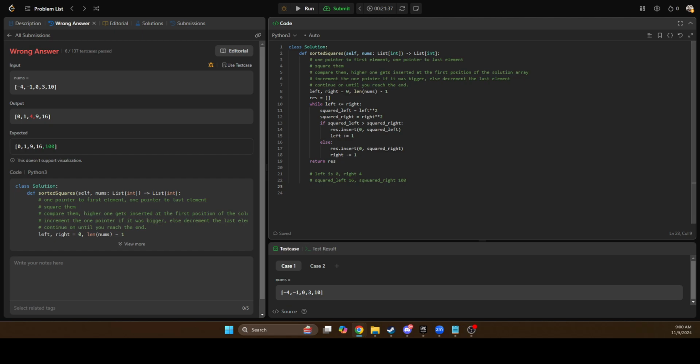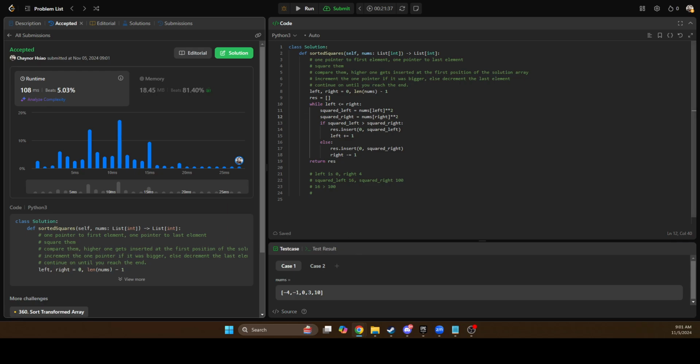If it's greater than that one, which it's not, squared left, if 16 is not greater than 100, so it should have inserted squared right, res insert squared right. Oh, that is interesting. I think what I should have done, and I'm not sure how I got so many right ones, it should have been nums right and nums left, and not left and right. Yeah. And now we have solved it. So I should not have been squaring the index. I should have been squaring the element, and that's why I had an incorrect answer.